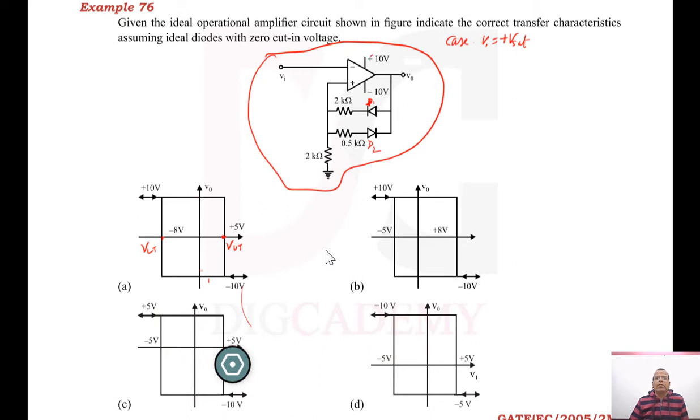Plus Vset means, in this case, plus 10 volt, that is the VCC supply, and minus Vset means minus 10 volt, because no other voltage is given. So plus 10, minus 10. Here it is plus 10, minus 5, which is not correct. It is plus 5 and minus 10, which is not correct. So the answer is going to be either A or B, because the output of this op-amp is either going to be plus Vset or minus Vset. So by seeing the options, I am able to discard C and D.